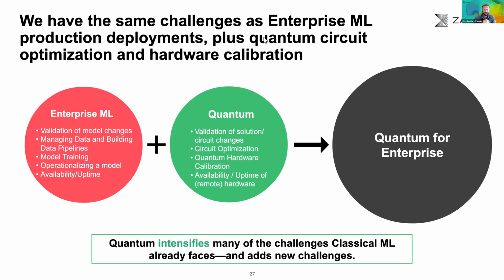So basically, we do have the same challenges as enterprise ML that we have today. And we've got some added dimensions with quantum: circuit optimization, hardware calibration, validating changes. Occasionally data may actually change the model as it changes in the external world. And then we need to be aware of our availability and uptime of hardware, especially remote hardware in this case. Next, please.